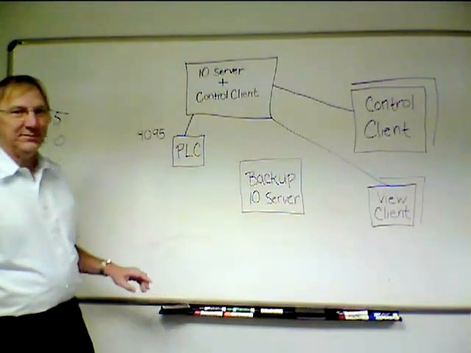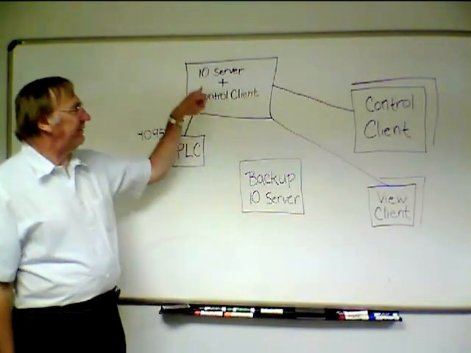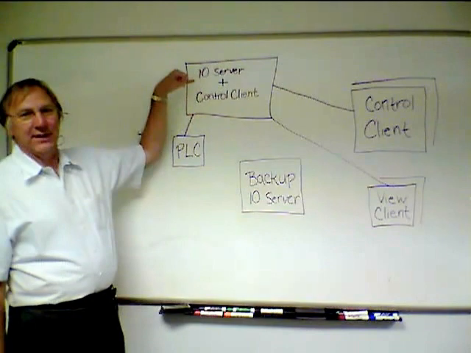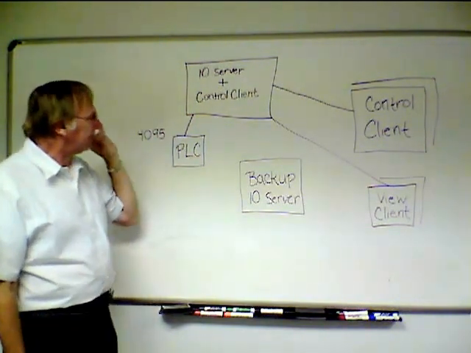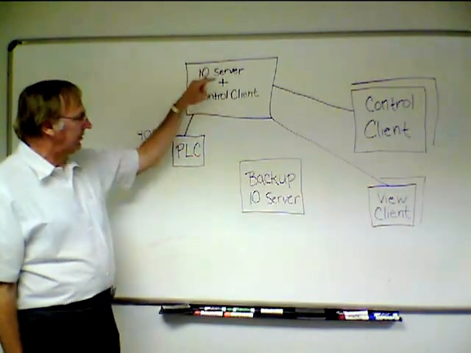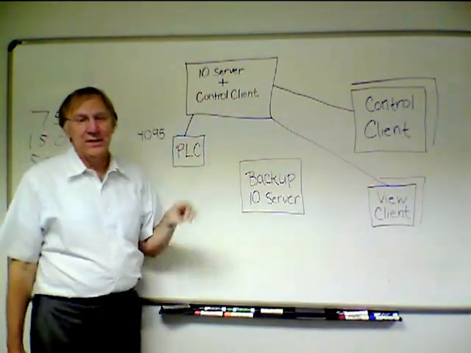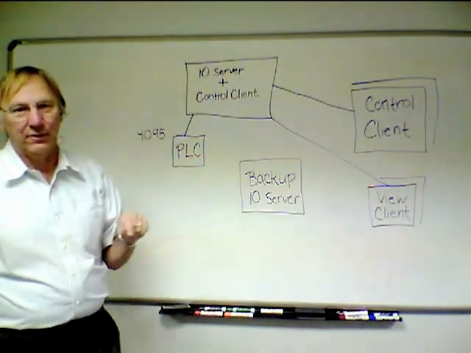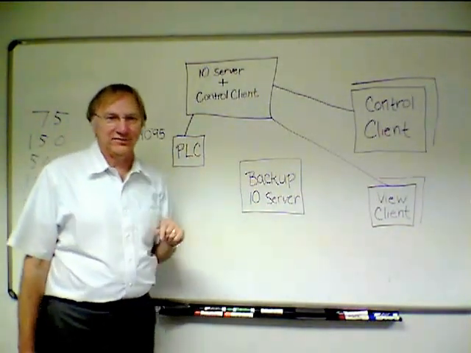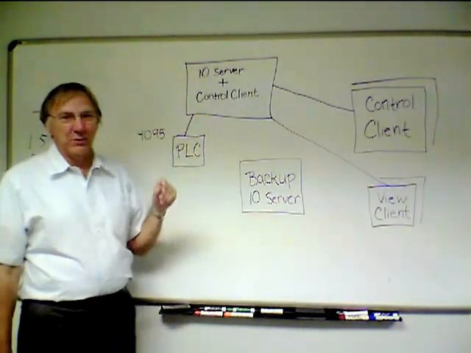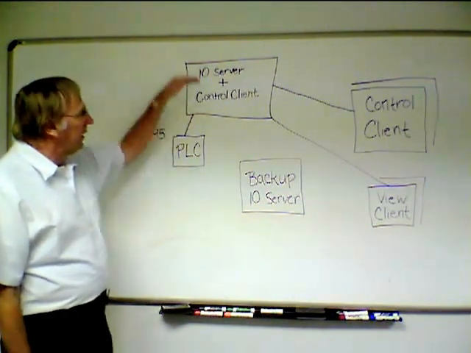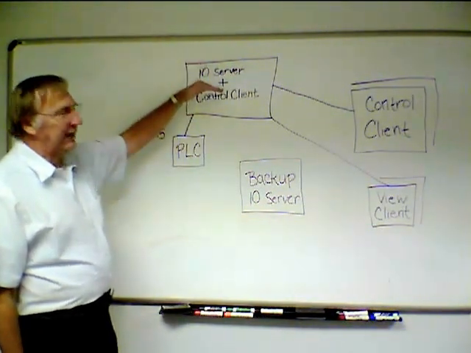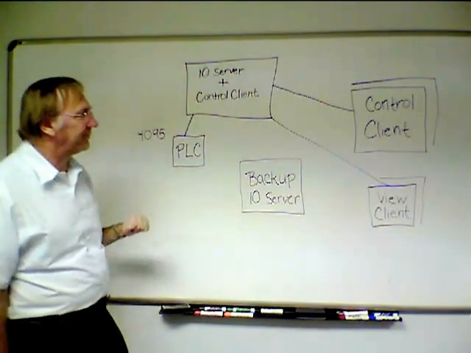All Cytec systems that ever exist have to have one thing. They have to have an I/O server and the control client. The I/O server mission is to talk to the PLC. Cytec can talk to up to 4,095 PLCs simultaneously. No one, of course, has ever built a system that big, but the capability is there. All the I/O servers contain an embedded control client.